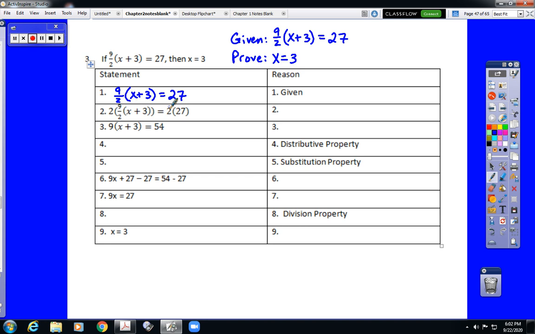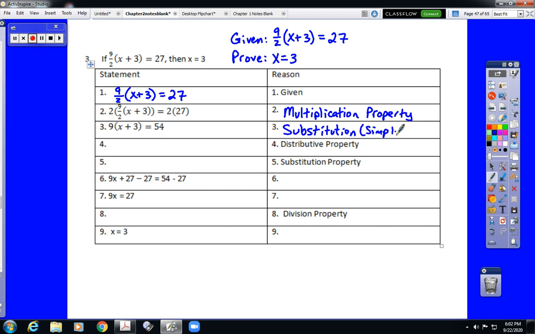We are not going to multiply the stuff inside the parentheses, because 9/2 times quantity x plus 3, that is all one term. So by multiplying the outside by 2, I'm actually multiplying everything by 2. That step is multiplication property, because I am multiplying both sides of the equation by 2. First we show that, then in the next step we simplify it. That is a substitution simplify.